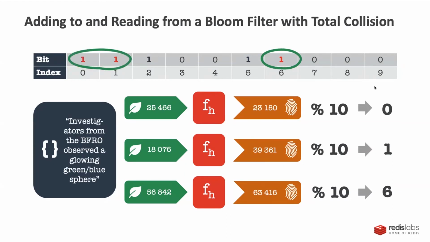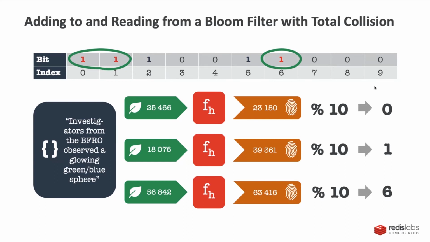So let's look at a place where we add and read with a total collision. Here we have investigators from the Bigfoot Field Researchers Organization observing a glowing green-blue sphere. And in this case, we get 0, 1, and 6. All 3 of these have been used before, some of them by ICN-UFO and some of them by Megatron. And so if we add this to the Bloom filter, it doesn't change the state of the Bloom filter, so it doesn't do anything. And if we go to read it, it's going to respond and say it's in there.